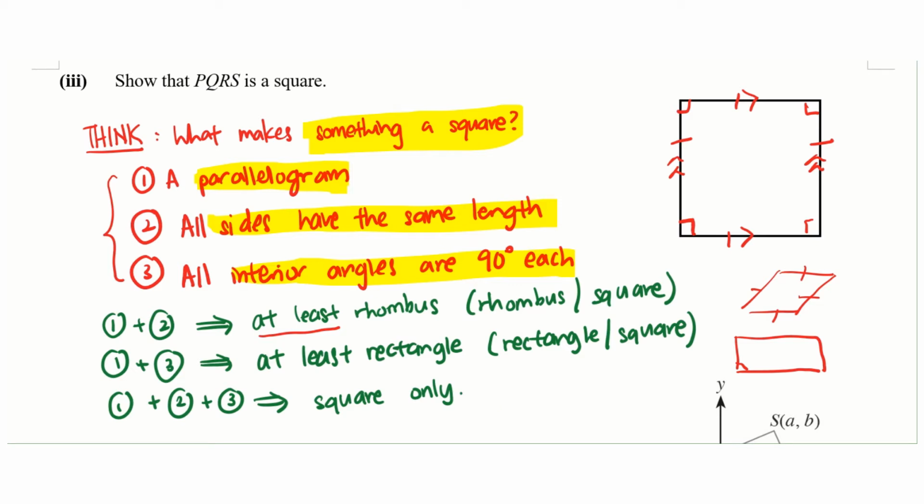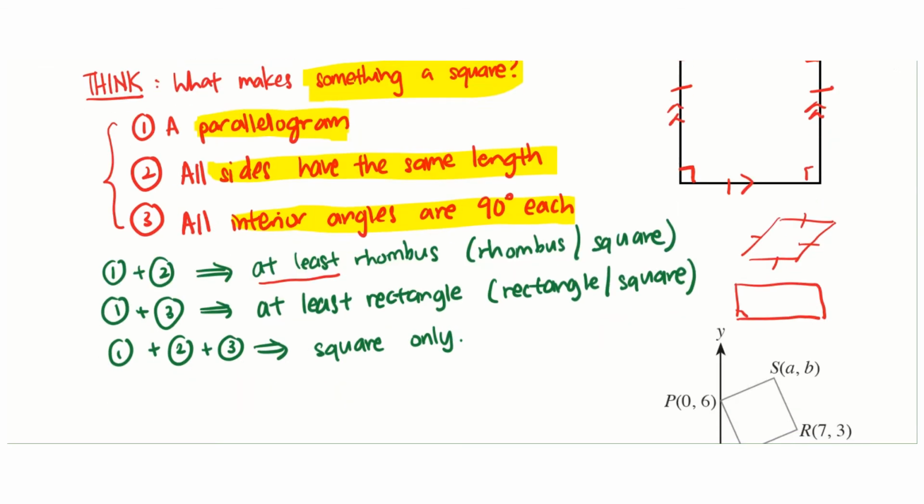So these are the qualities that we must check in order to verify that PQRS is a square. This will guide us in our answer. Let us now move on to our answer.